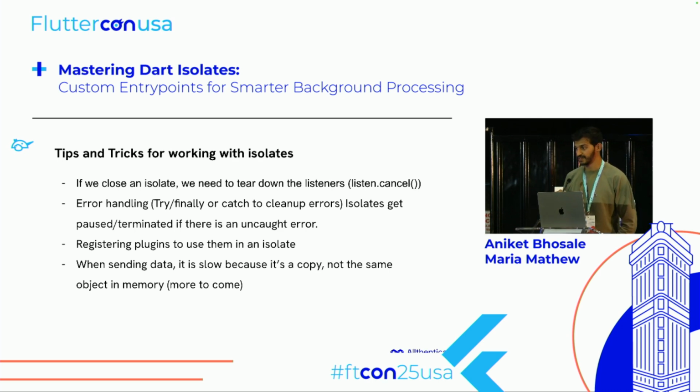So, certain tips and tricks and little gotchas around isolates that aren't super obvious. When you do close an isolate, you also need to close the listeners for it, like cancel the listeners for it, because the listeners also get their own memory allocation. They also use up CPU cycles, so you want to make sure you cancel those.